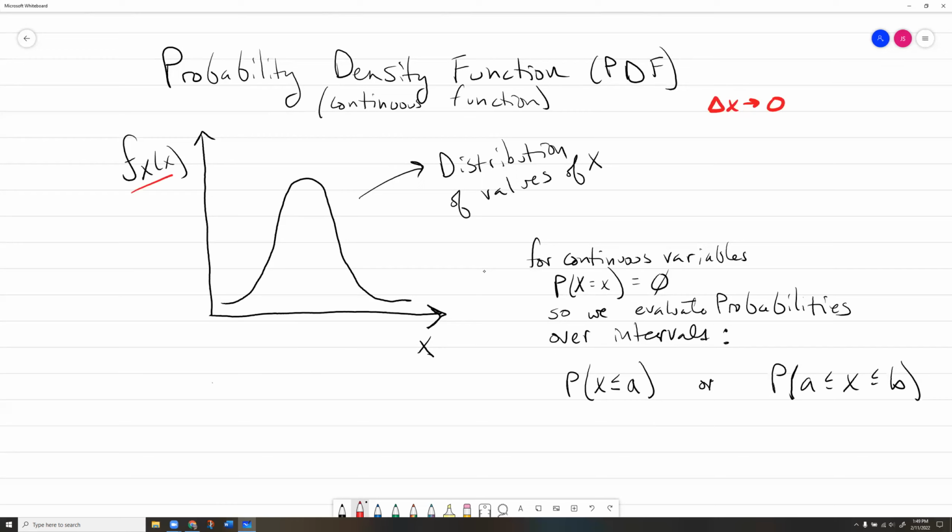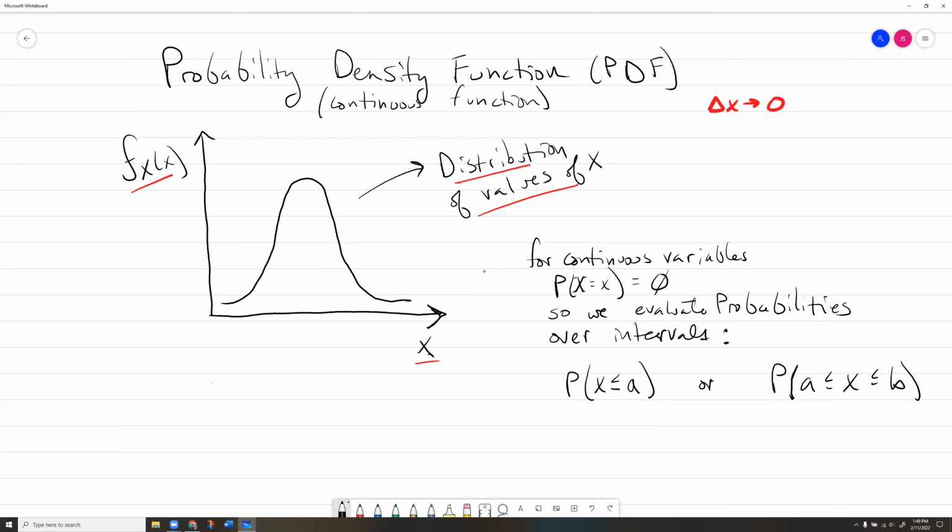We have probability density on the y-axis and the range of values that our random variable x can take on. And this represents, just like the histogram, the distribution of values of x. What are the potential values that x could have? So for a continuous variable, the probability that our random variable, big X, takes on some value, little x, is equal to 0.